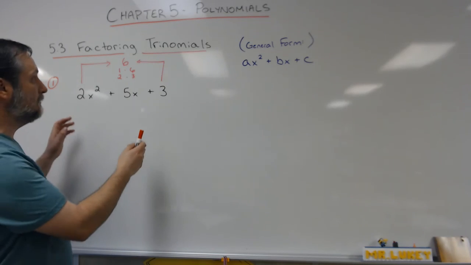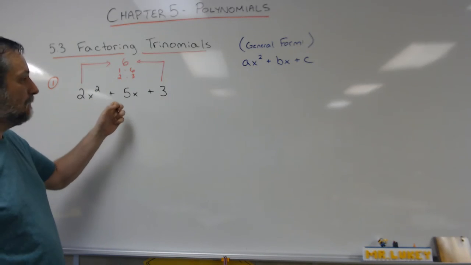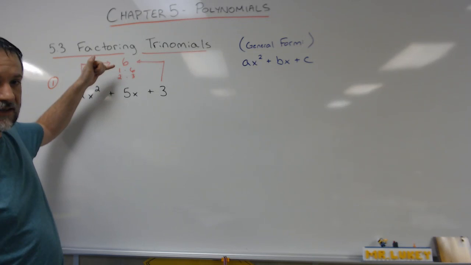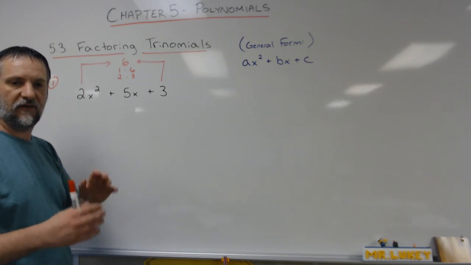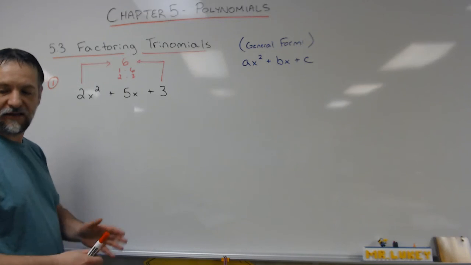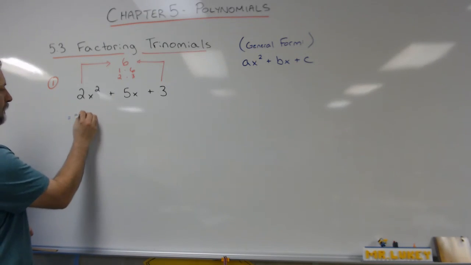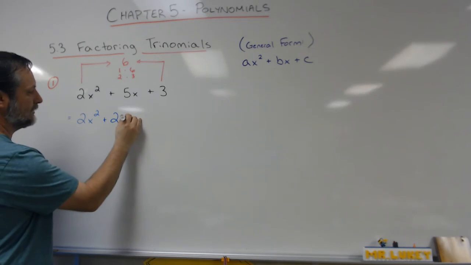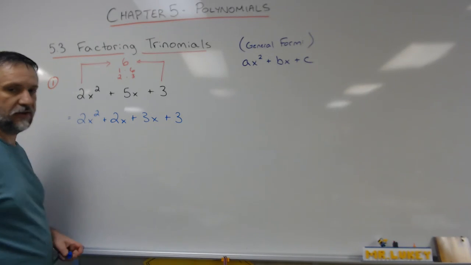So I need to take my value of 6. I'm looking for the 2 numbers that multiply to make 6, but add to make 5. So I'm looking at the 1 and 6 make 7, 2 and 3 make 5. Well, those 2 are the ones that I need to break the 5x into, the 2 and the 3. So this will become 2x squared plus 2x plus 3x plus 3.